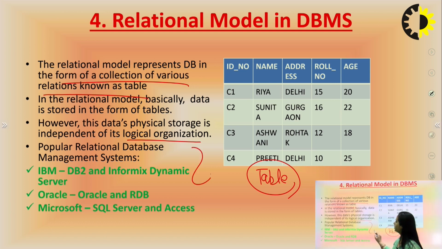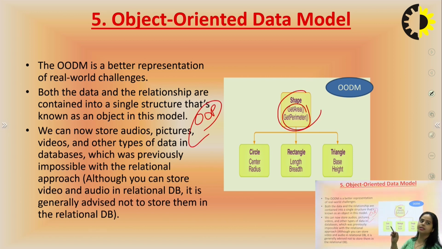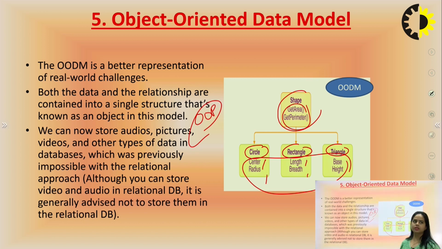Some popular relational database management systems are these. Next is your object oriented data model. In the object oriented data model, everything is stored in the form of classes and objects. As we studied in the OOPS concept, object oriented programming system, here shape is a class and get area and get perimeter are the methods of this class. Circle, rectangle, triangle are the classes of different shapes, and the center, radius, length, width are the properties of these classes. So this is represented in the form of objects and classes.